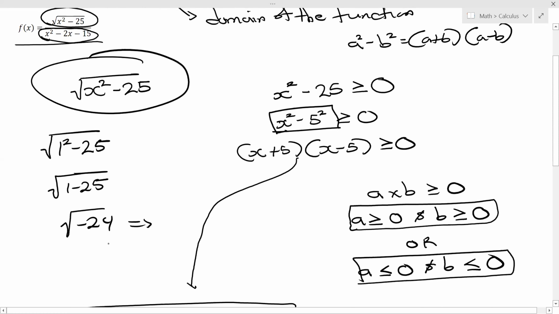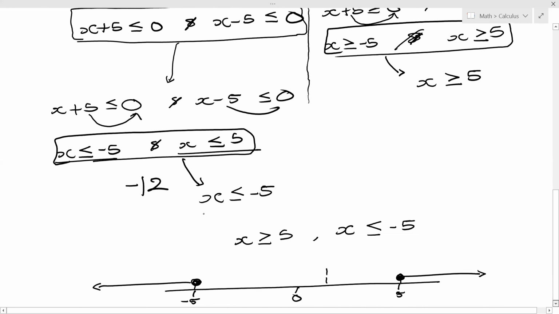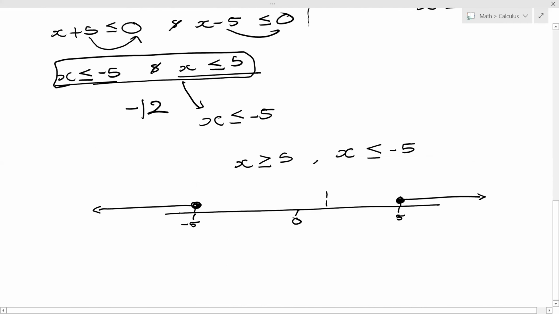Generally it doesn't exist. So you can see if you pick a number here, it's not going to work. So our domain will be x is less than or equal to -5, x is greater than or equal to 5.